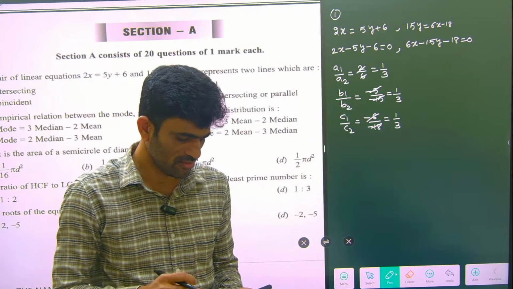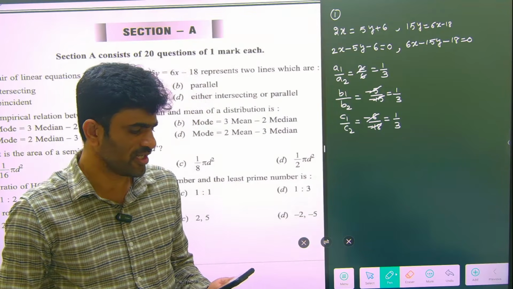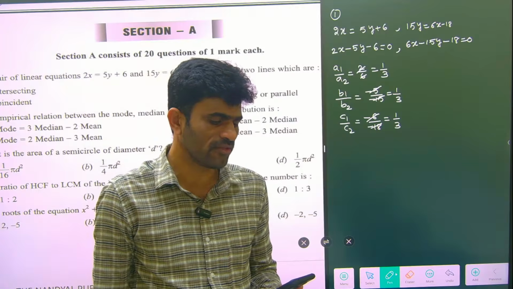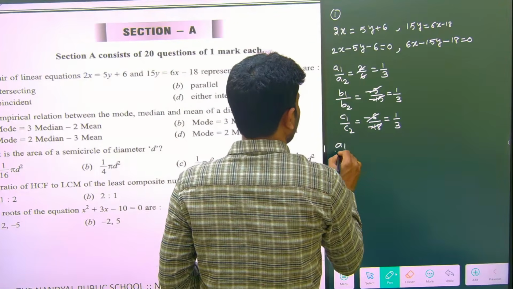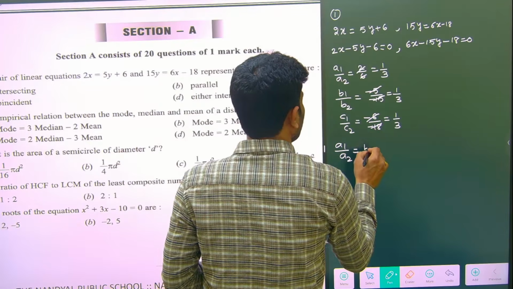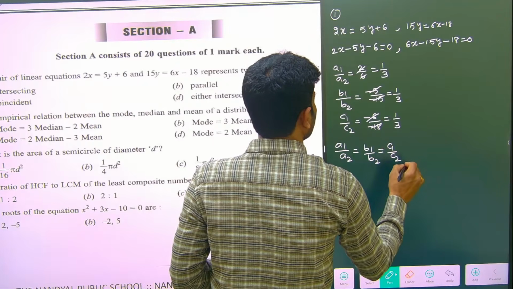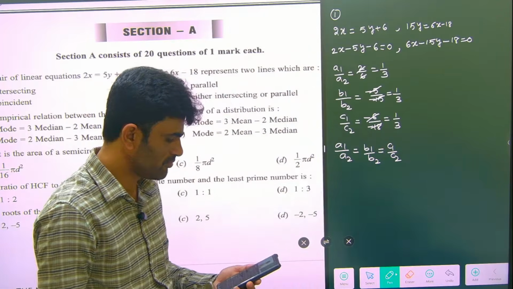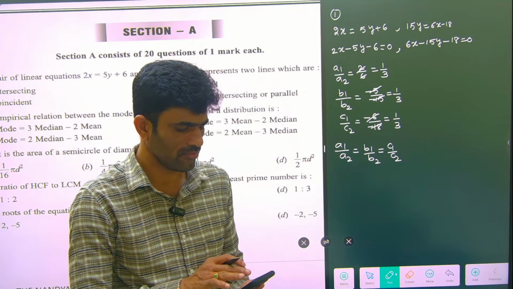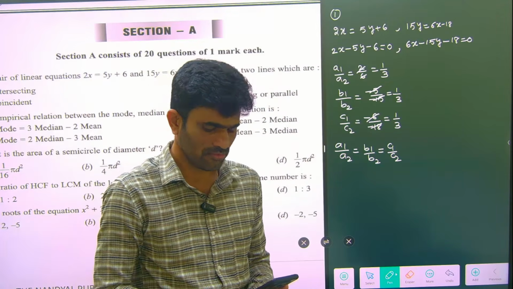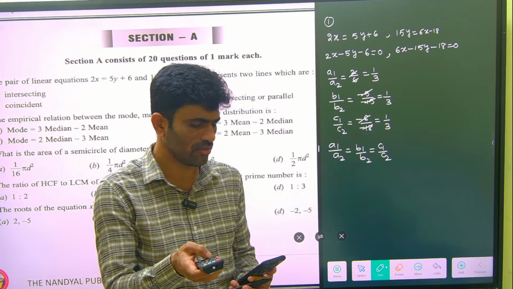Some of you said intersecting, but are they intersecting? We got all the three equal, no? So we got A1 by A2 is equal to B1 by B2 is equal to C1 by C2. So which type of lines are they now? So it is okay, no? You can see the board.